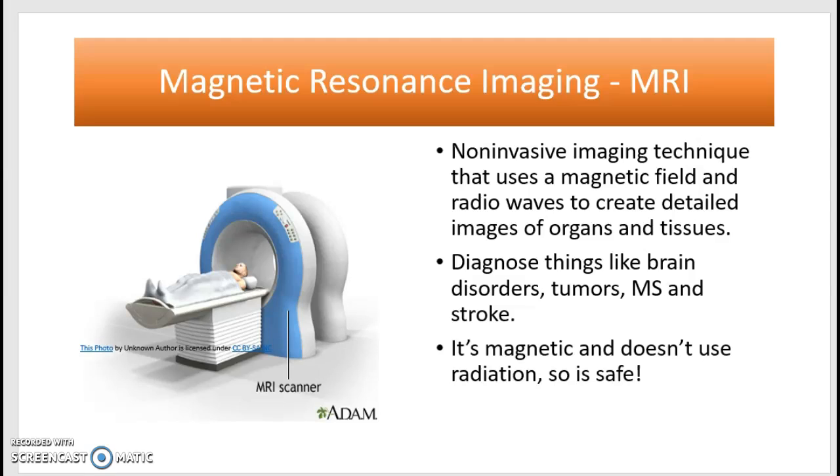Next, magnetic resonance imaging, MRI. It's a non-invasive imaging technique that uses a magnetic field and radio waves to create detailed images of organs and tissues. Diagnose things like brain disorders, tumors, MS, and stroke. It's magnetic and it doesn't use radiation, so it's safe.